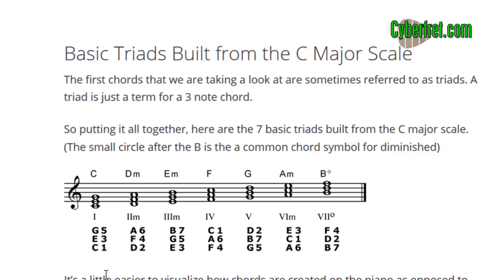All right, so we also use some Roman numerals to indicate chords. This is a theory thing. We use a Roman numeral 1 to indicate that this is the 1 chord, the chord built on the 1st degree of the scale. And then here you see a Roman numeral 2 and then the m for minor. And so we're saying that's the chord built on the 2nd degree and it's minor. 3rd degree minor, 4th degree, 5th degree, 6th degree minor, 7th degree diminished.